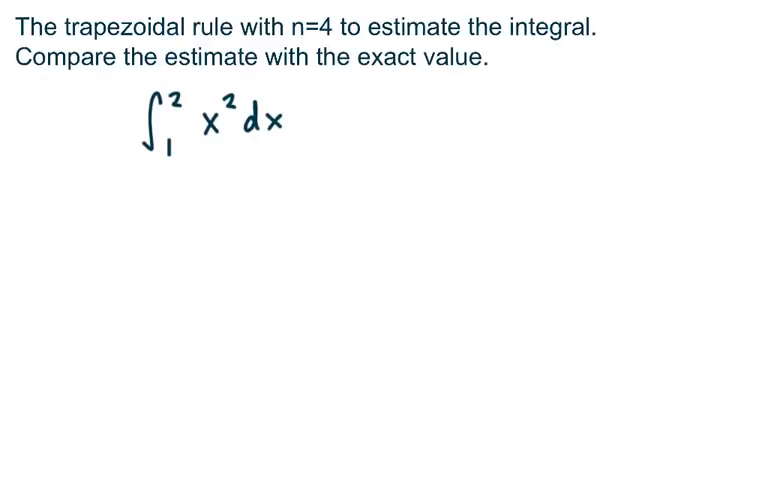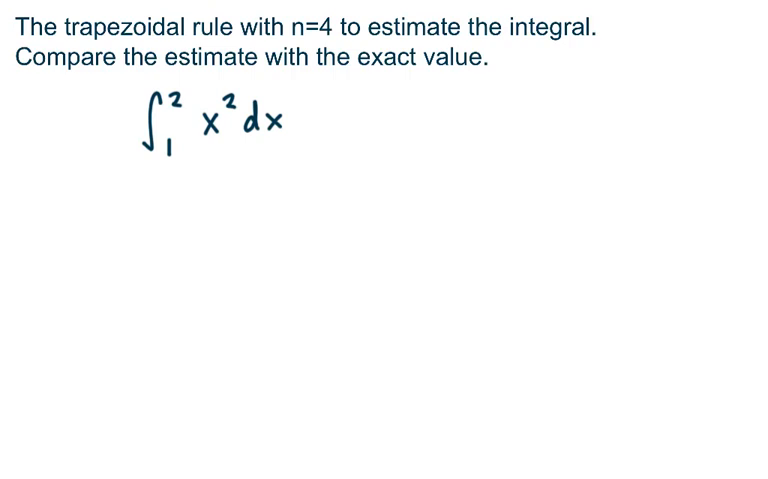In this example, we're going to use the trapezoidal rule with n equal to 4. We're going to estimate this integral, and then we're going to compare the estimate with the exact value. So we're dealing with the integral from 1 to 2 of x squared dx. And obviously this is very easy for us to calculate the exact value, right?